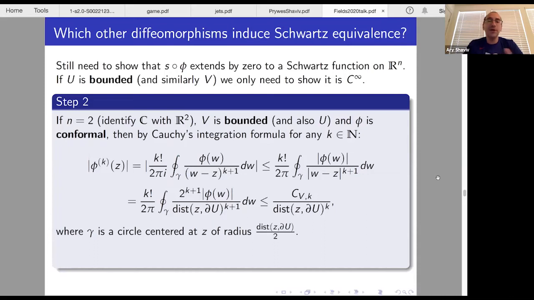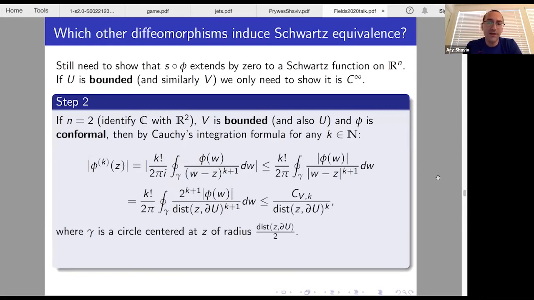So let's look at this derivative. We have a formula, right? Cauchy's integration formula, which says that, so I just wrote it down. This is the first equality. So we just integrate along a closed curve containing this point z. And what is the closed curve? We take gamma to be a circle centered at z of radius the distance to the boundary over 2, 1/2 of this thing.